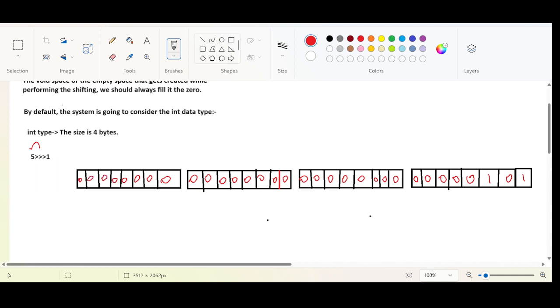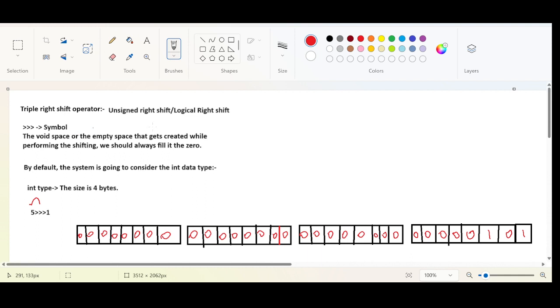Let me reiterate what I was saying about the triple right shift operator. Whenever you perform any operation using the triple right shift operator, by using this symbol, internally the system is going to consider the int data type, the integer data type, by default.